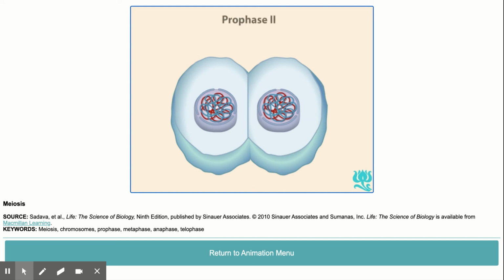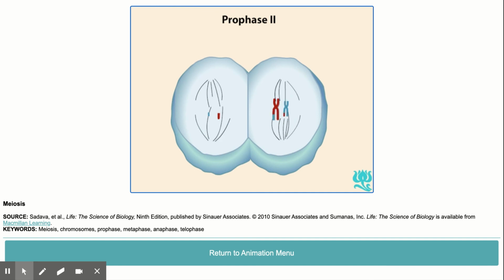During the second half of meiosis, in prophase 2, the chromatin again condenses into discrete chromosomes. There are now only a haploid number of chromosomes per cell. Each chromosome consists of two chromatids joined together by a centromere.